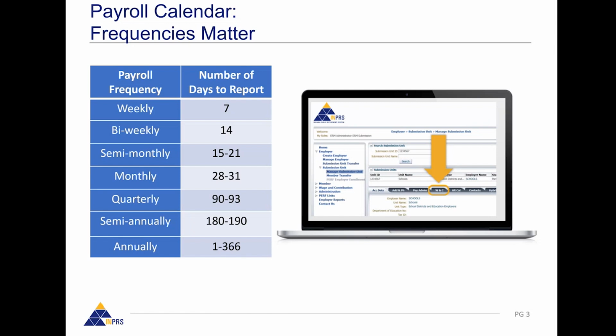So typically when it comes to the regular reporting, you're probably using a weekly, bi-weekly, maybe a semi-monthly, maybe even a monthly reporting schedule. But we also have the annual calendar, which is our most flexible payroll calendar option. That one allows you to report from anywhere from 1 day up to 366 days, just to account for the leap year.